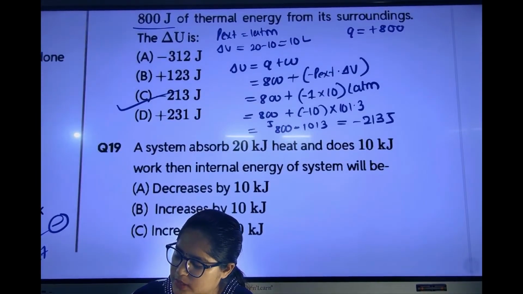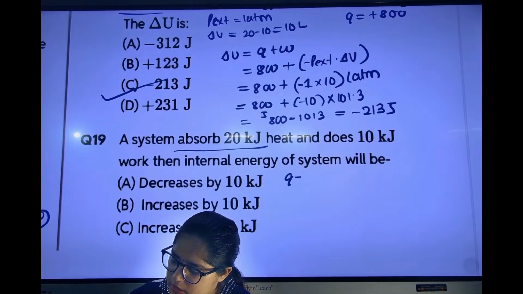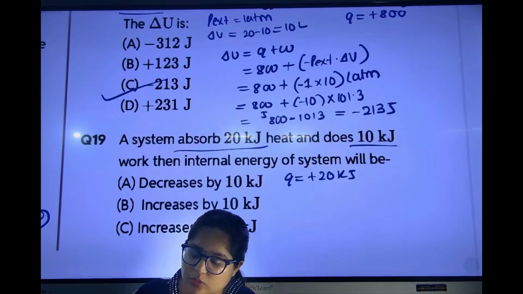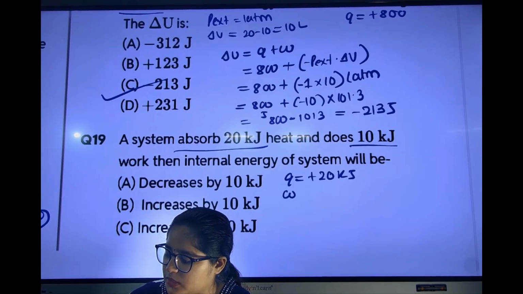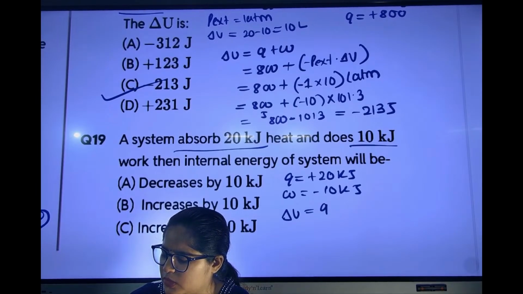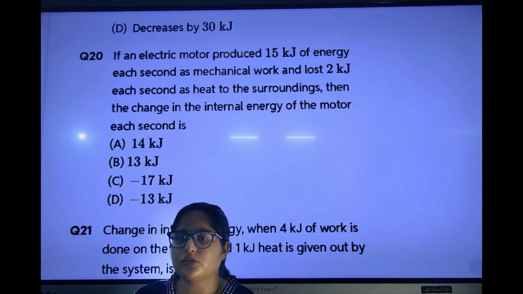Now let us solve question number 19. A system absorbs 20 kilojoule. Absorb means again plus. Heat is plus 20 kilojoule, and does 10 kilojoule of work. So work is done by the system. By the system means work done will be minus 10 kilojoule. Delta U equal to Q plus W, 20 minus 10 equal to 10 kilojoule. Simple.